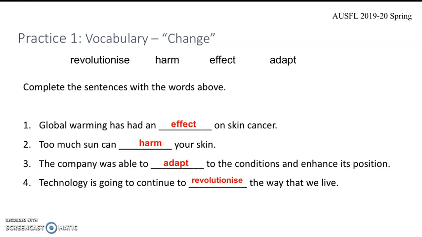You will see that number 1, the word effect, is used with the preposition on. Here you can see an expression actually, have an effect on something. This is also a kind of a collocation. And number 3, you will also notice that the word adopt is used with the preposition to. We already talked about this. And number 4, revolutionize the way that we live. That means completely change the way that we live.